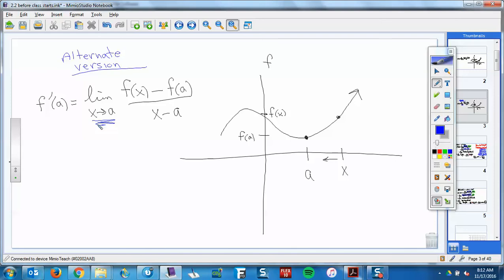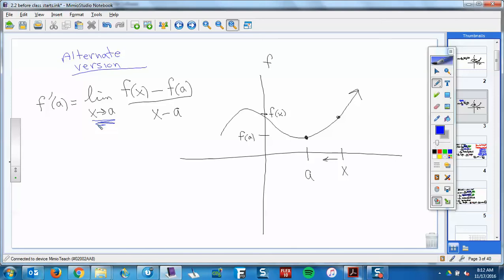In the other one, h was the distance between the points, so we let h go to 0, right? So this would change. If you were doing f prime of 3, then x would approach 3. If you were doing f prime of 4, x would be approaching 4, right? And so it would look a little different. It's just an alternate version, but it's still the same thing. It's still slope between 2 points, and the 2 points become 1.